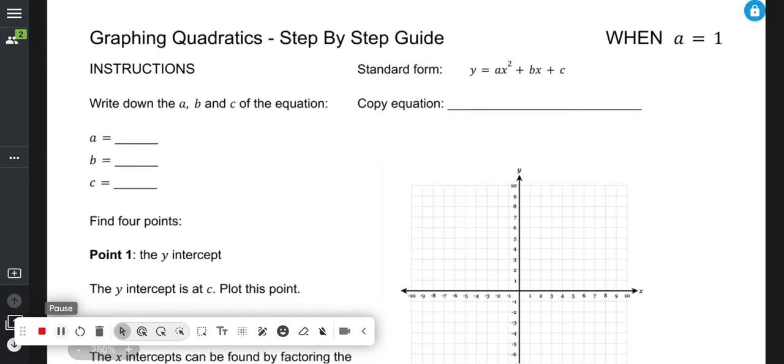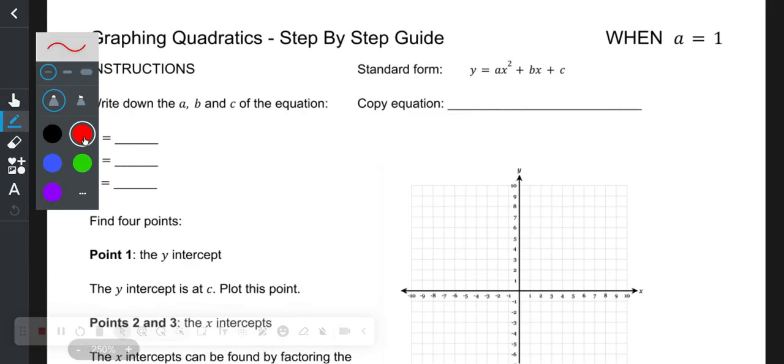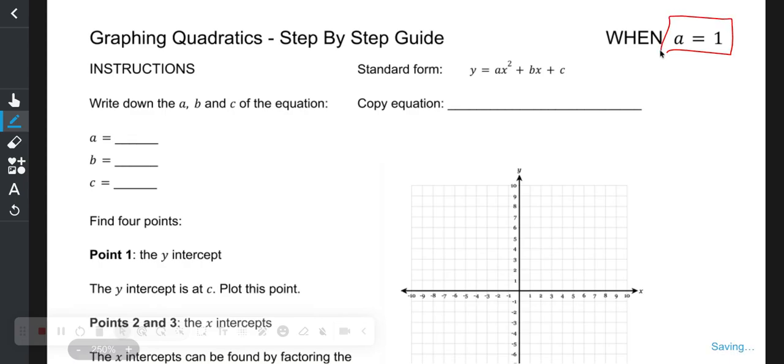Okay, this will show you how to fill out the step-by-step guide to graphing a quadratic. For this first example, we're going to use an equation where a equals 1. Well, let me explain what that means. First, let's copy the equation we're going to use. For this example, we're going to say y equals x squared plus 4x minus 5.